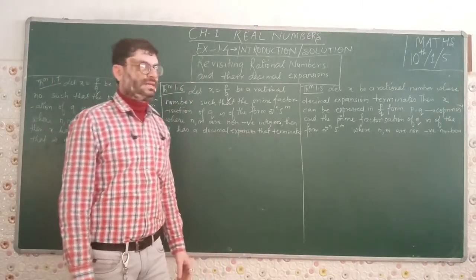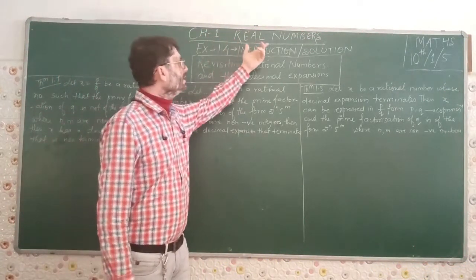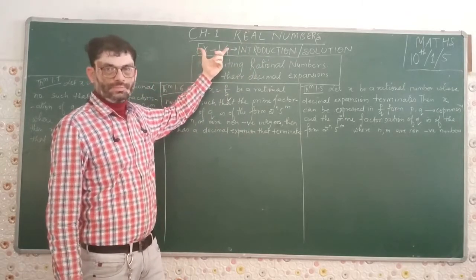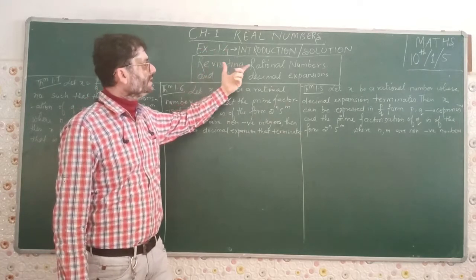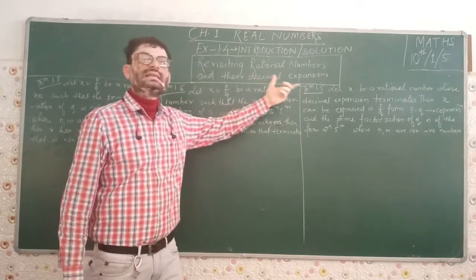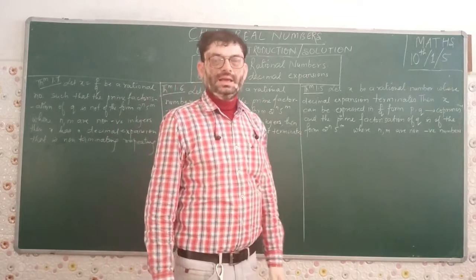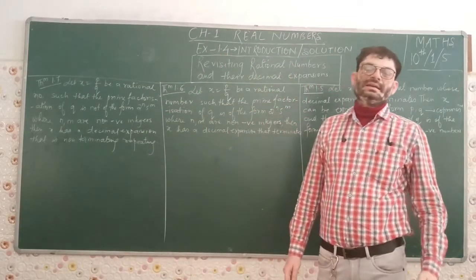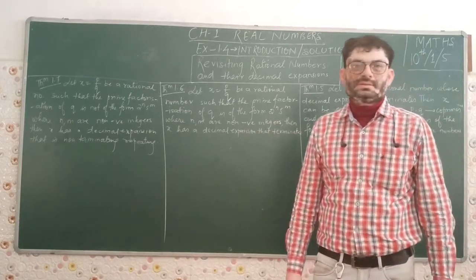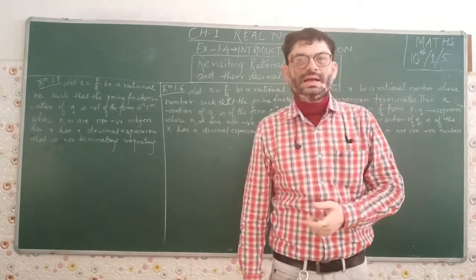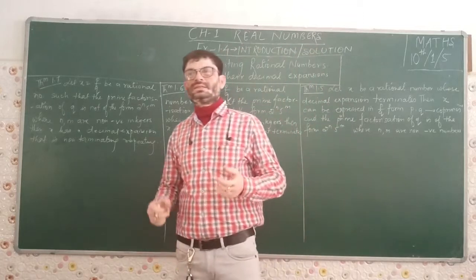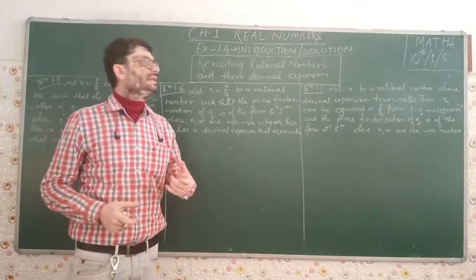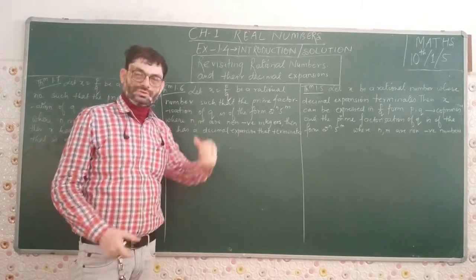Today we will be studying chapter 1, real numbers, introduction and solution to exercise 1.4, where we would be revisiting rational numbers and their decimal expansions. In our previous classes, we had learned regarding irrational numbers, rational numbers also we had discussed, and we had also discussed this together: rational numbers and irrational numbers give us real numbers. That is what we are talking about.